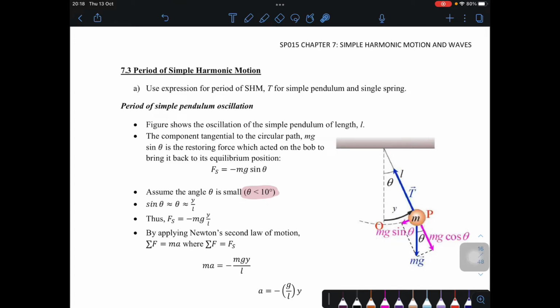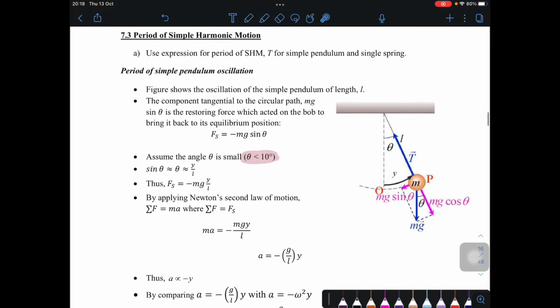Okay, the next subtopic, 7.3, period of simple harmonic motion. There is only one learning outcome in this subtopic, which is you should be able to use expression for period of SHM. Expression for T for simple pendulum and single spring. So ada dua benda. The formula untuk period adalah untuk simple pendulum dan juga single spring.